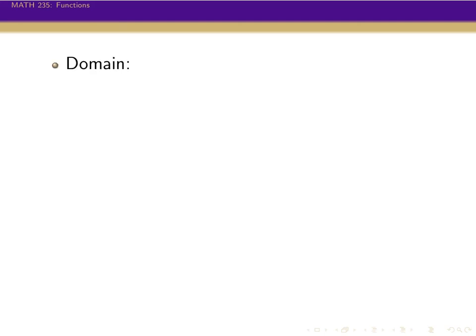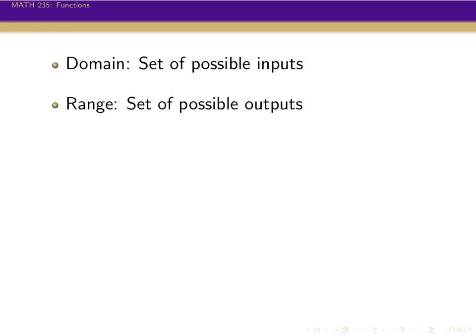Some terminology we use with functions. The domain is the set of all possible inputs that we can put into the function. Once we start talking about domains, you immediately start talking about ranges. What is the range of the function? That is the set of all possible outputs that can come out of the function.